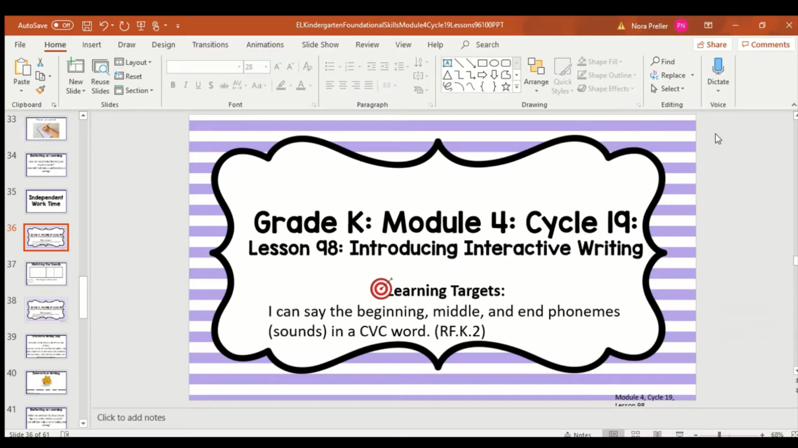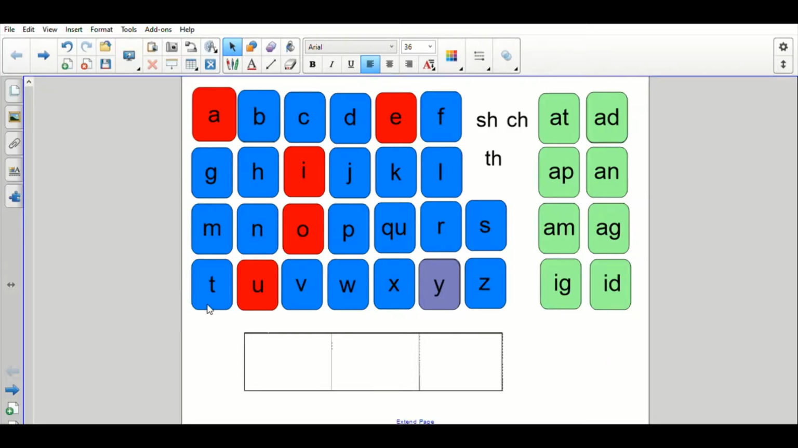Okay, let's get started. So boys and girls, for this activity I'm using the letter board. It's very similar to the letter board we use in our small dragon groups. You'll see the alphabet A through Z. Our vowels are in red, our consonants are in blue. I also have my digraphs, SH, CH, and TH. And down here I have my sound boxes. If you've got that dry erase board, on the back you've got sound boxes as well.